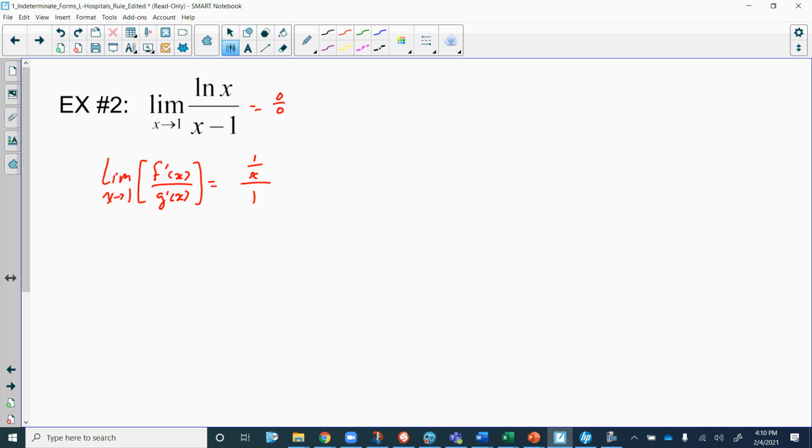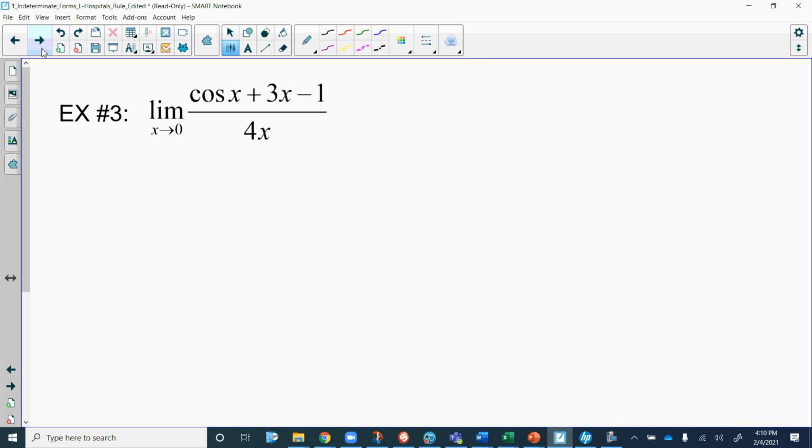So now, if I do my substitution, we're going to get 1 over 1 over 1, which just simplifies to be 1. So there's the limit of this first problem.